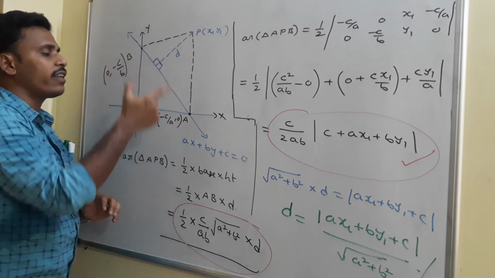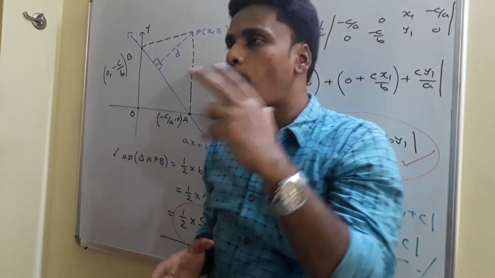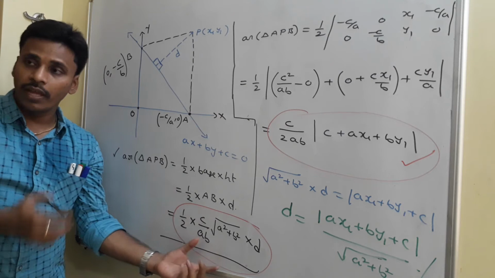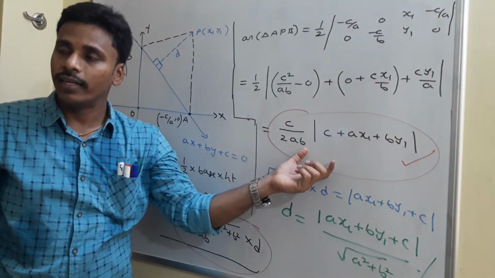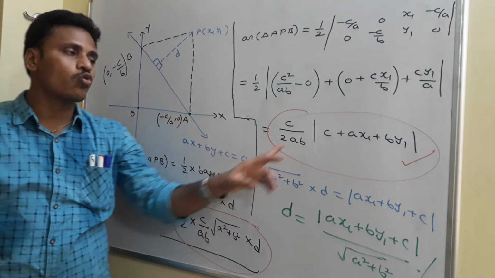You have a triangle ABP. So try to find the area of triangle ABP in two possible ways. In one way it is half base into height, and that is this area. In another way, using this 3-point formula, this is the area. At the end, these two areas represent the area of the same triangle. So these two are equal.